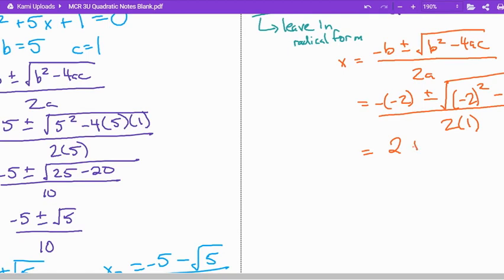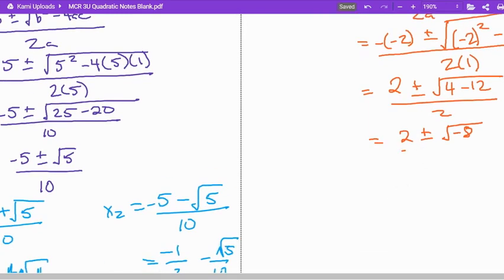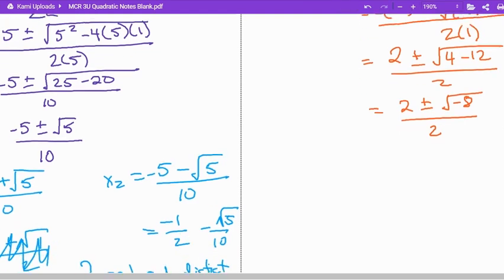Okay, 2 plus or minus, we've got 4 minus 12 over 2. I can deal with this. I can do this. I believe in myself. Okay, square root of -8 over 2. Now you might have the question, can I simplify? I would actually wait because it will clear up.